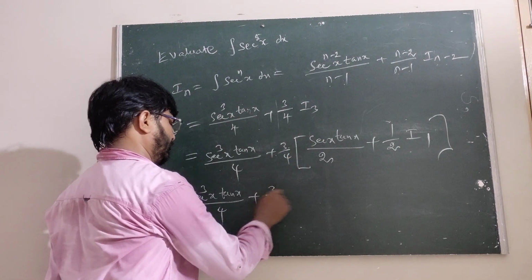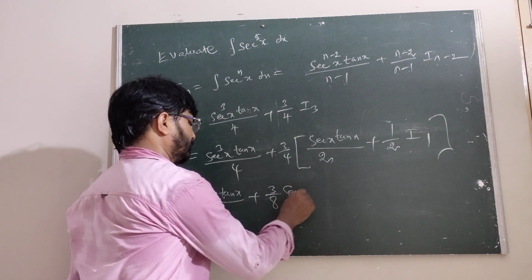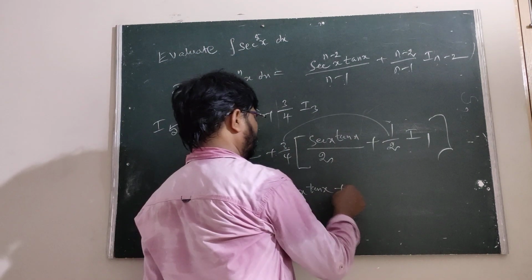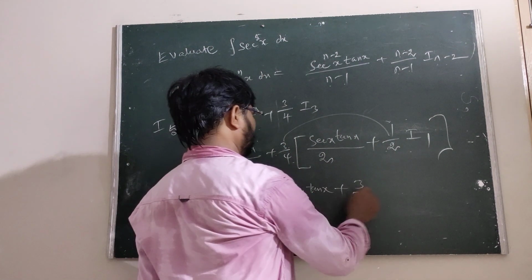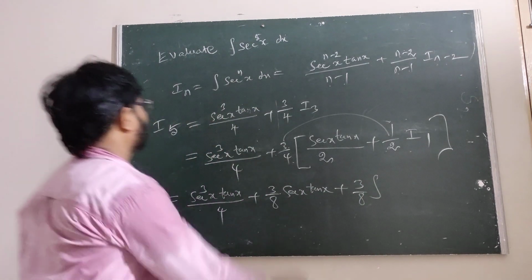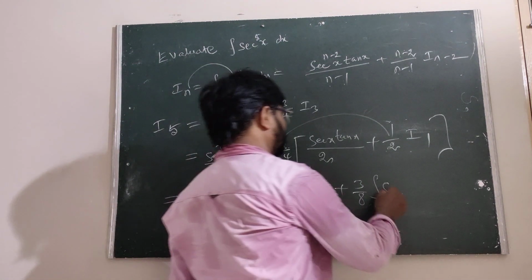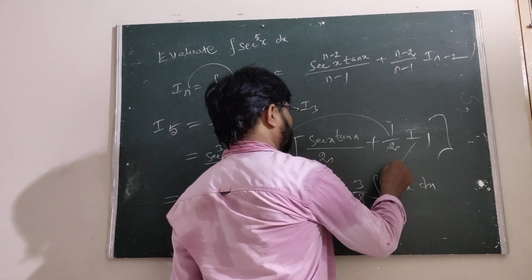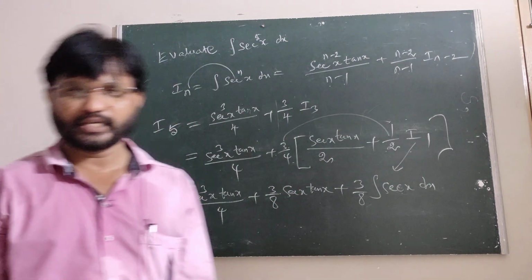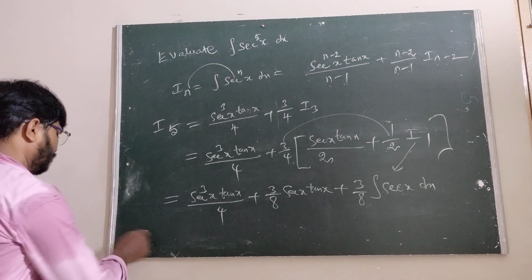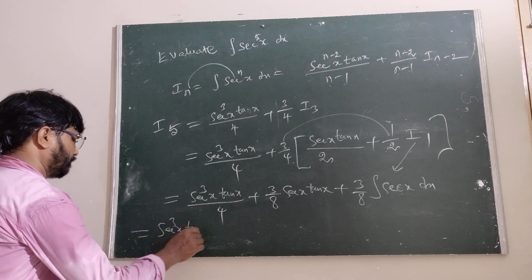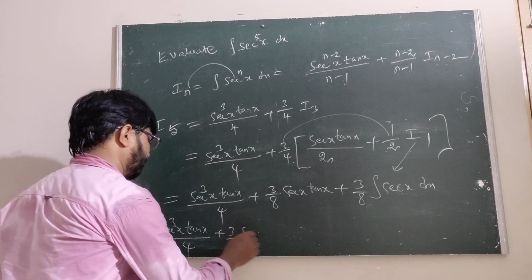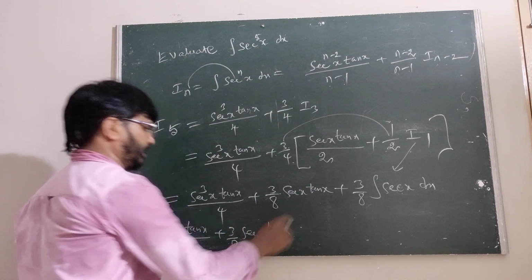3 1s are 3, and 4 2s are 8. Secant x into tan x, now this is multiplied with 3. What is I1? The integral of secant x dx is I1. So this is secant cube x into tan x by 4 plus 3 by 8 secant x into tan x.